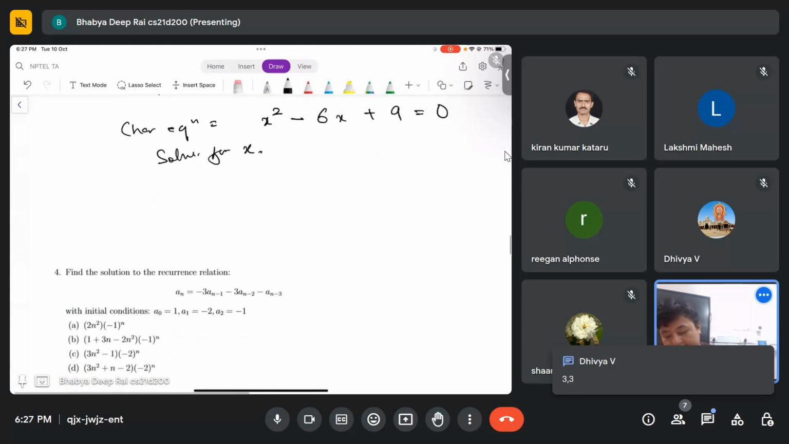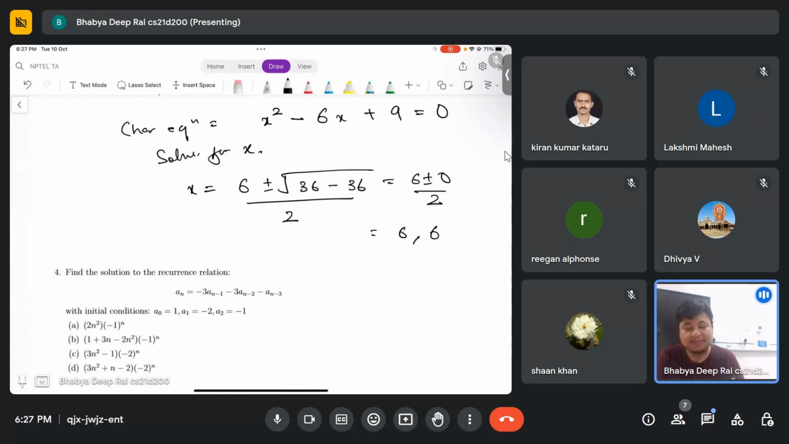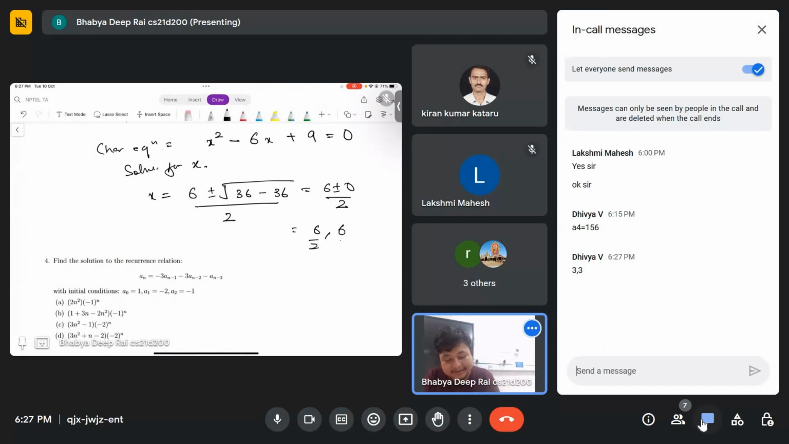Let's verify. x equals minus b plus or minus root of b squared minus 4ac, divided by 2a. 4 nines are 36, so that is 6 plus or minus 0 divided by 2, which is equal to 6. But since it's a quadratic equation, it needs to have two roots. Oh, sorry, not 6 and 6. 6 by 2, 6 by 2, which is equal to 3, 3. Yeah, that's correct.